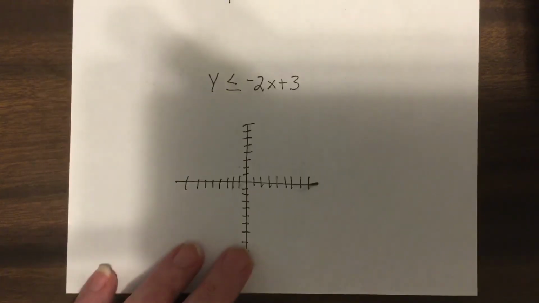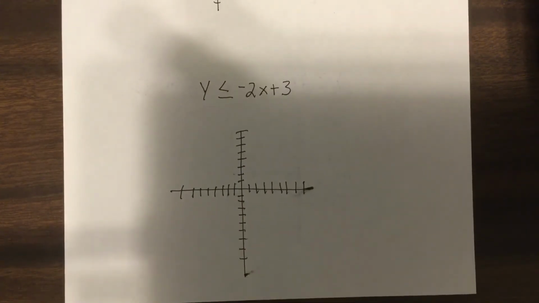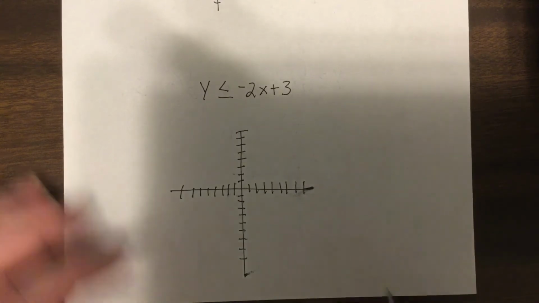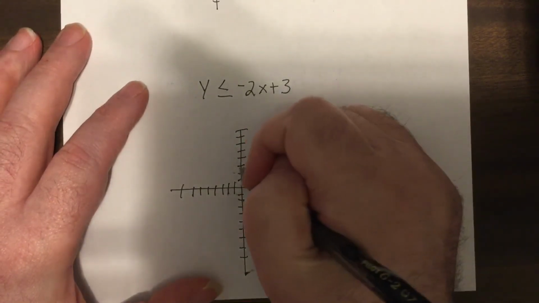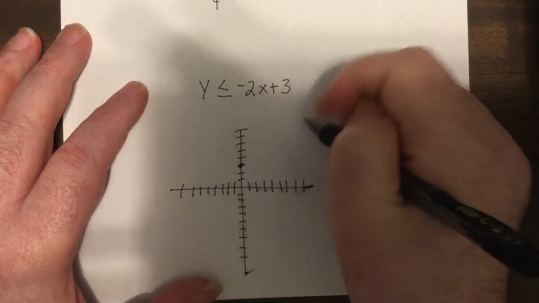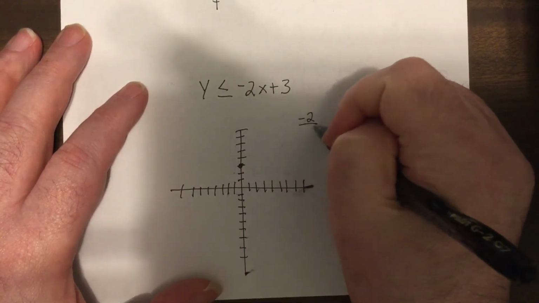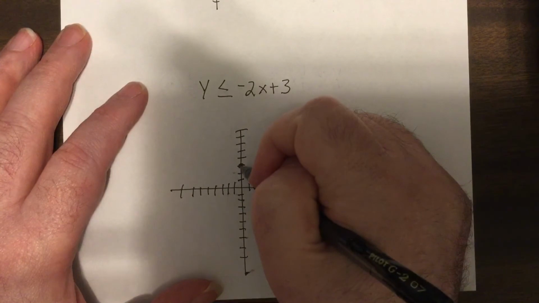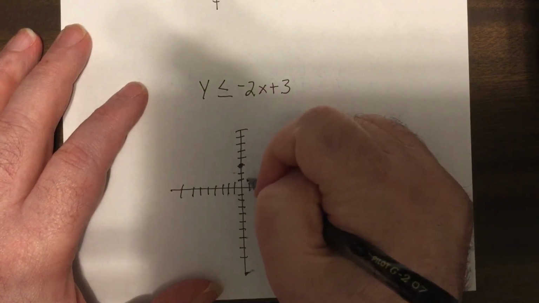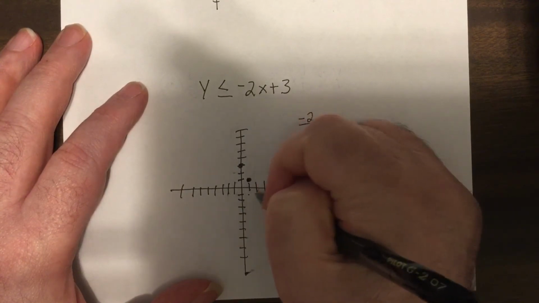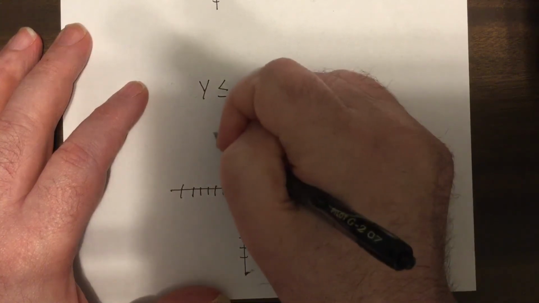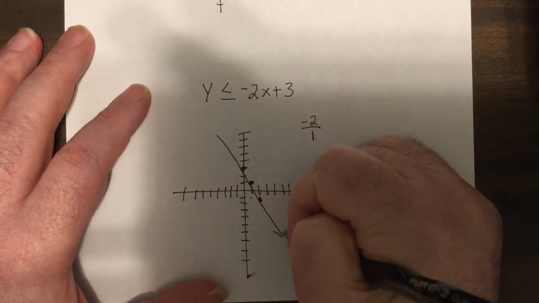One more for the day. Graph that one for me if you think you can, and then I'll do it. Okay, so the y-intercept is 3. The slope is -2. I'll go -2 over +1. So it'd be down 2, right 1, down 2, right 1. Connect the dots.